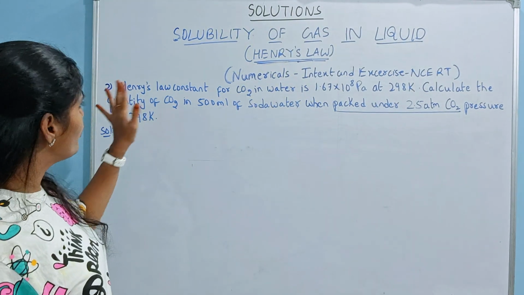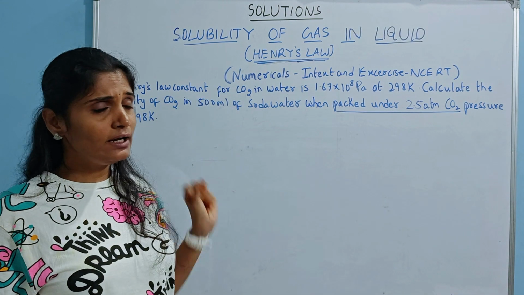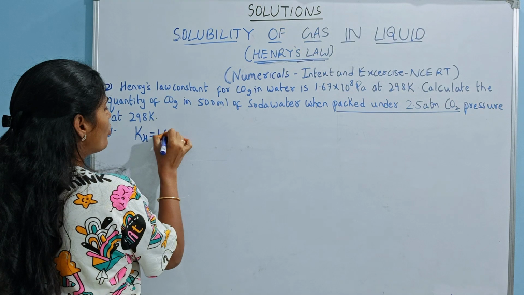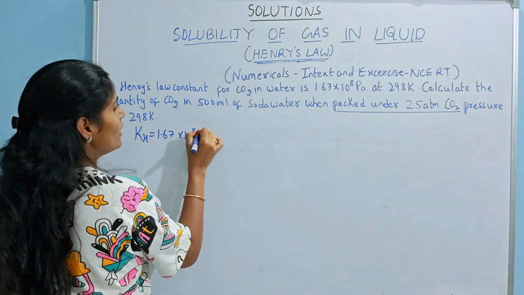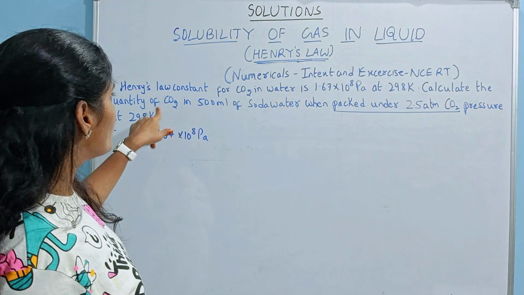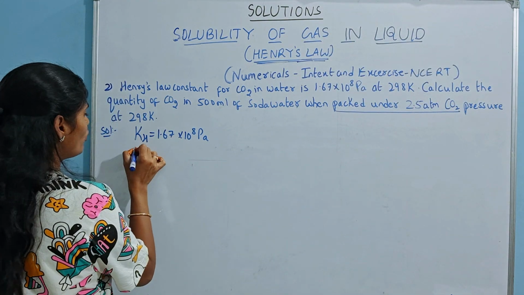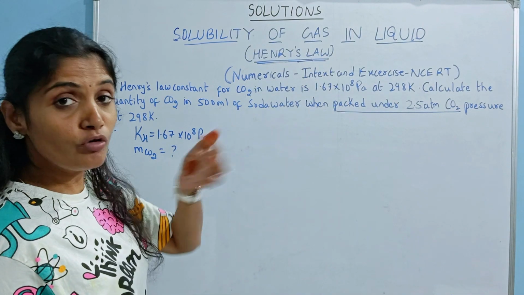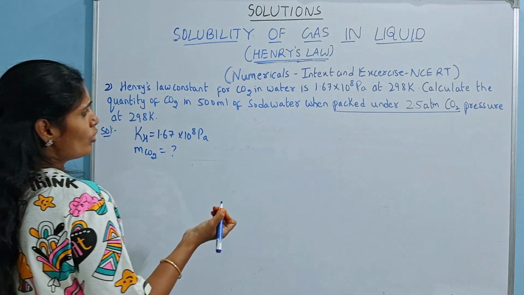Okay, so ultimately we need to find quantity of CO2. Now whatever data is given, let us write down. Henry's law constant is given to me, which is 1.67 into 10 to the power of 8 Pascal. Fine. Calculate the quantity of CO2. Okay, so we need to find out mass of CO2 or weight of CO2 here, in 500 ml of soda water.